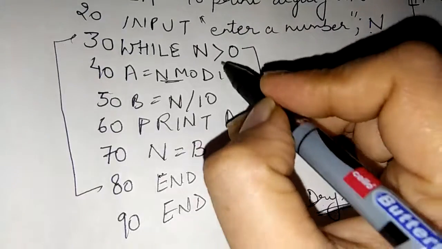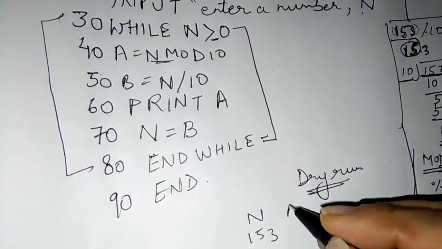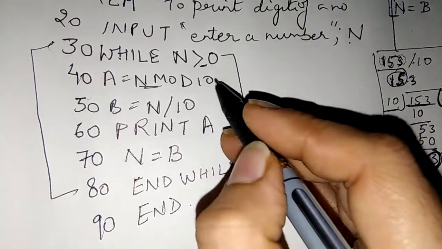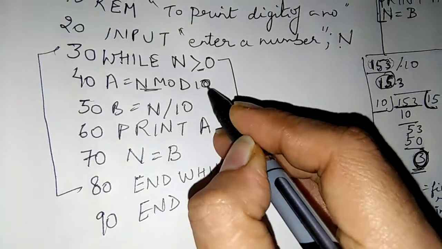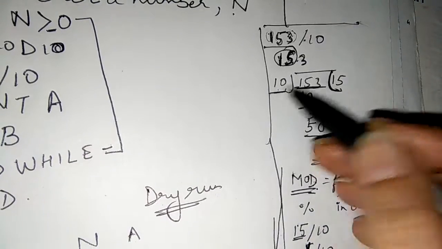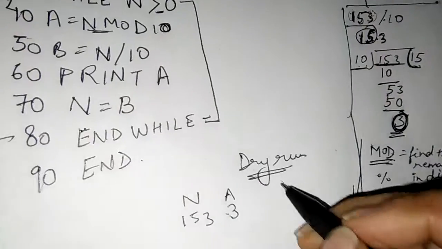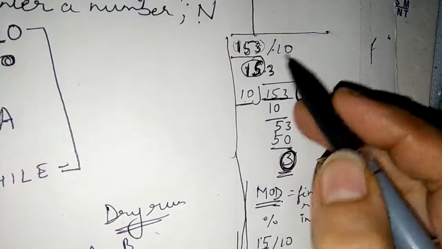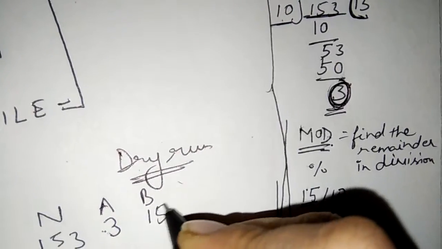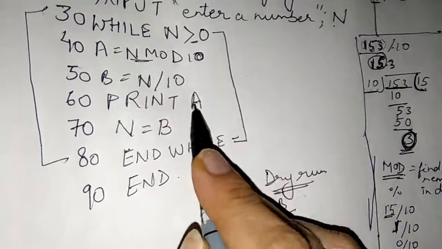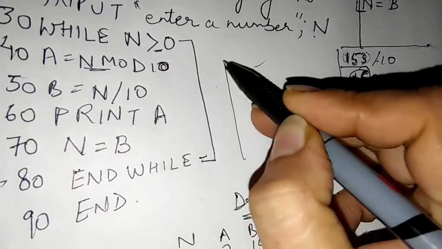So while n is greater than 0, the condition is true. A is n mod 10. N is 153. 153 mod 10 means after dividing 153 by 10, what is the remainder? 3. So A will have 3. B is n divided by 10. N is 153 divided by 10, we get 15.3. The whole number is 15. Okay. Now print A. This is the output window I am making.